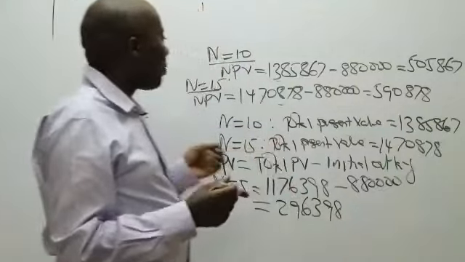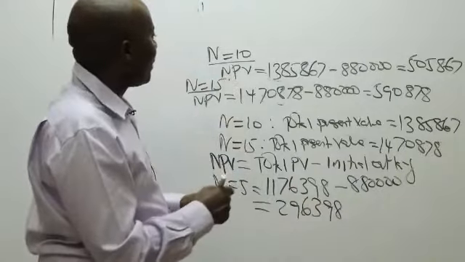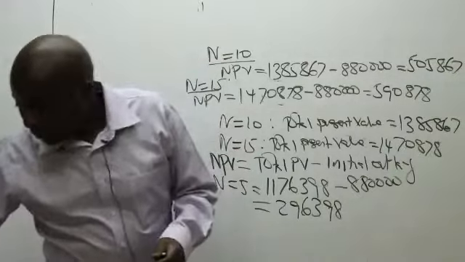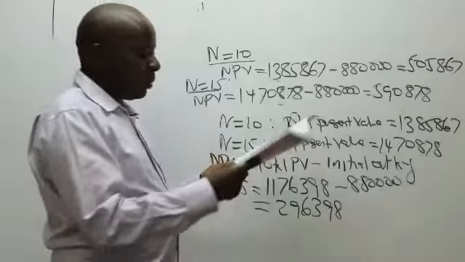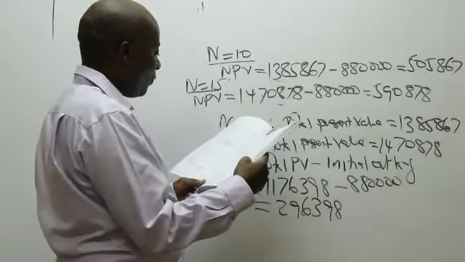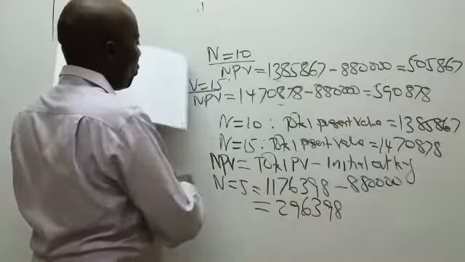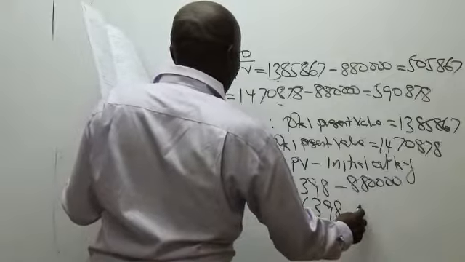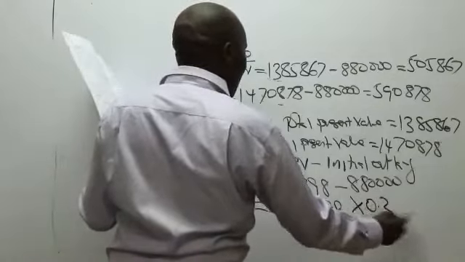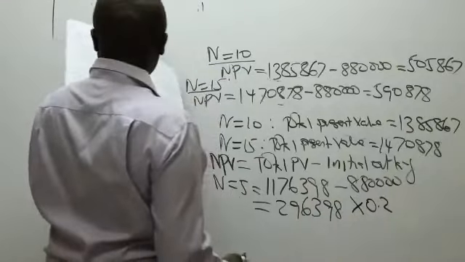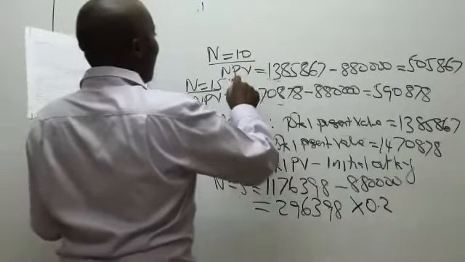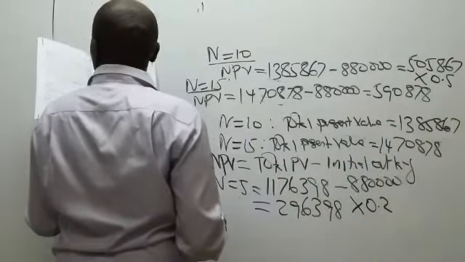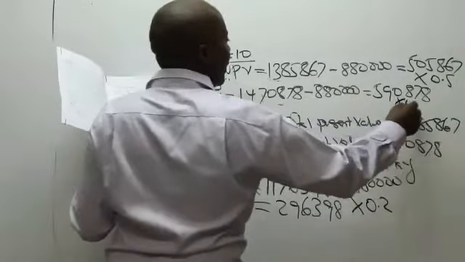We already have the probabilities. Remember the probabilities have been given: when n is 5, the probability is 0.2. So I should come here and pick the NPV of 5 and multiply it with the probability. The NPV of 10, I know the probability there is 0.5. And then we have an NPV of 15 times 0.3.